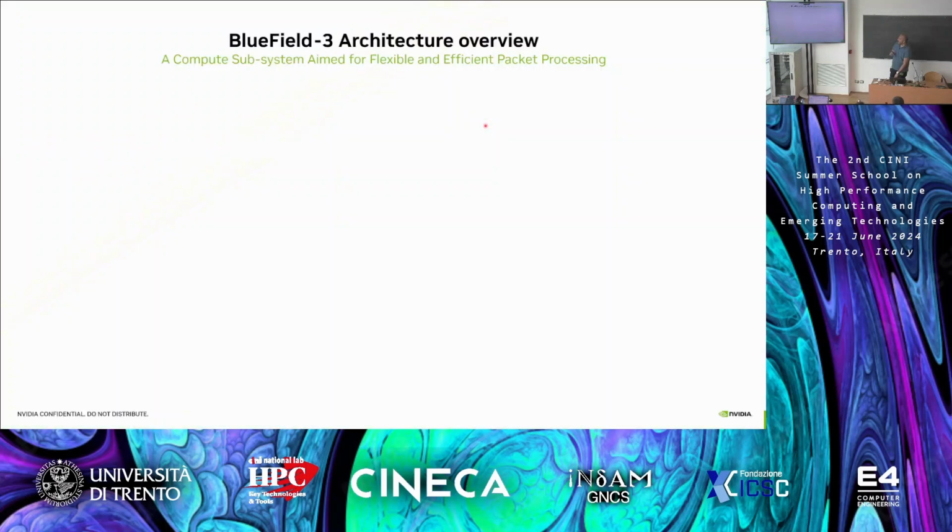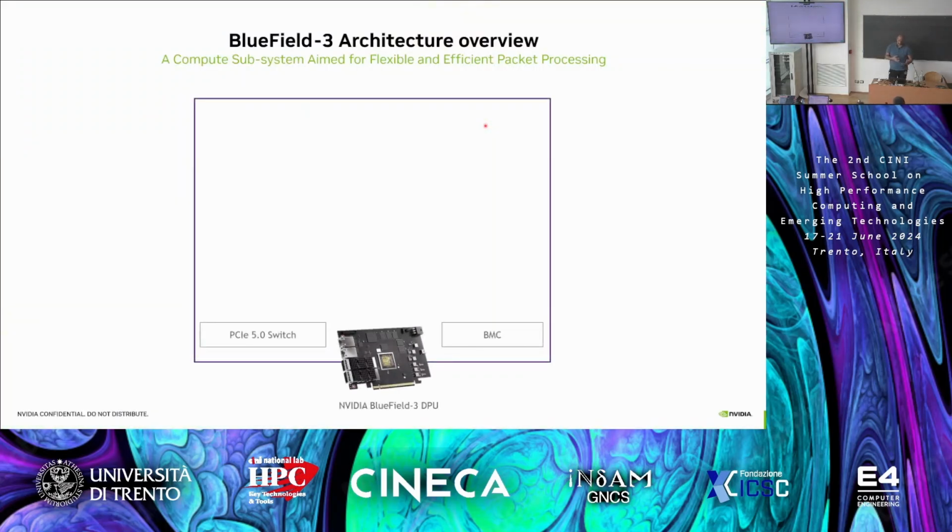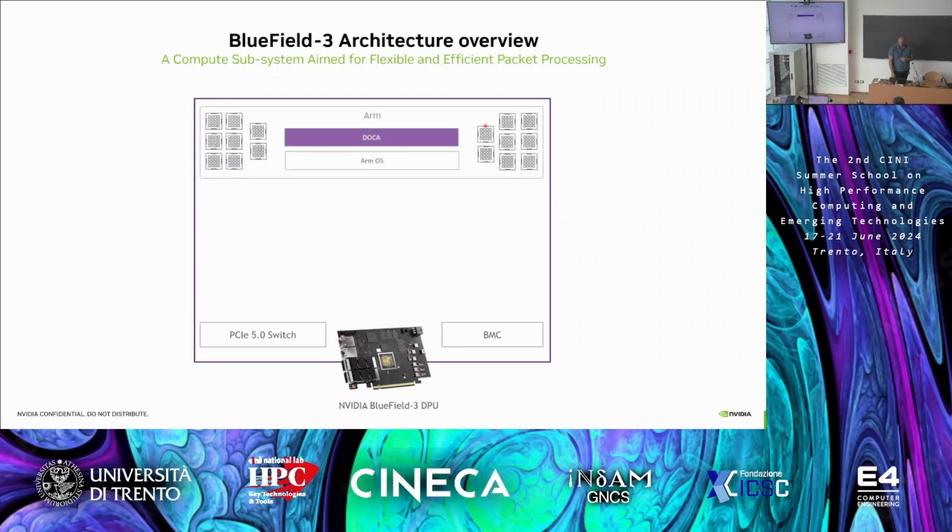Good. So now let's deep dive a bit into the architecture of the BlueField-3. So we have the PCI switch and the DMC. Then we have the first accelerator, which is the ARM subsystem, right? So there you have all these ARM cores. This runs a Linux-based operating system. You can SSH into it and run your stuff, right?